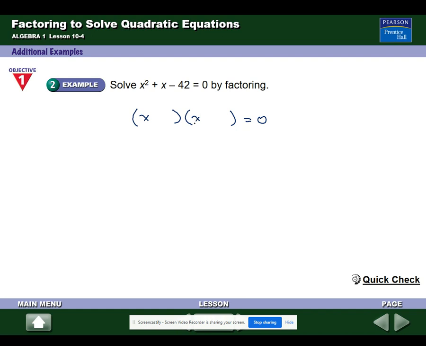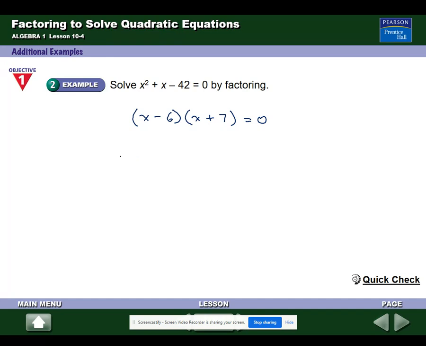So obviously x and x are going to go here. Those two numbers that have a product of 42 are going to be 6 and 7. And then you're going to want the bigger one to be positive, so that would be 7, and the 6 is negative. Okay, that is factored form. Then you apply the zero product property.